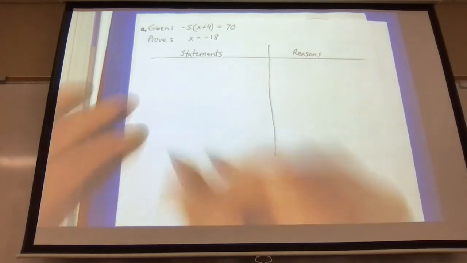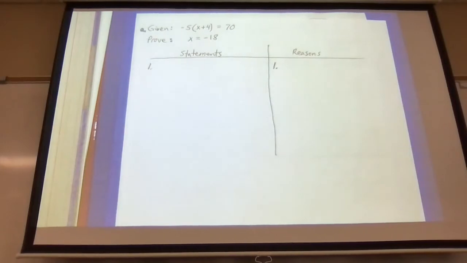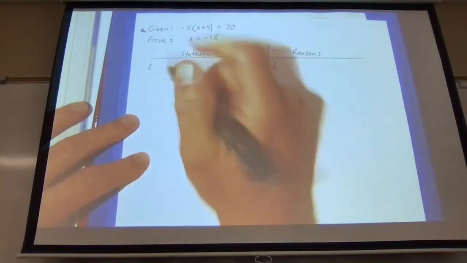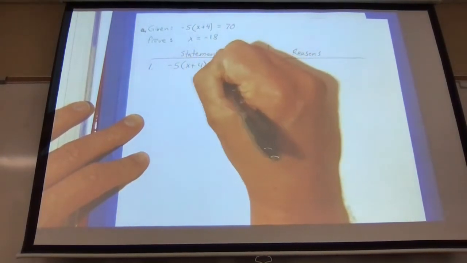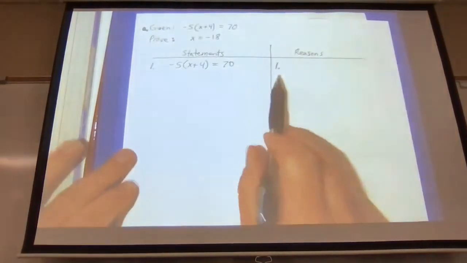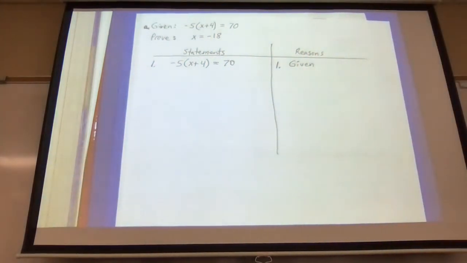All right, here's how it starts. Usually they'll number these as they do them. So first step. First step is almost always going to be the given. I can't think of any proofs where we don't have the given first. So your given is -5 times the quantity x plus 4 equals 70. And then your reason for that was given to us. Your reason is going to be given. Like I said, almost every single proof you will ever do, that's how it's going to start. You have a given statement, your reason is going to be a given.